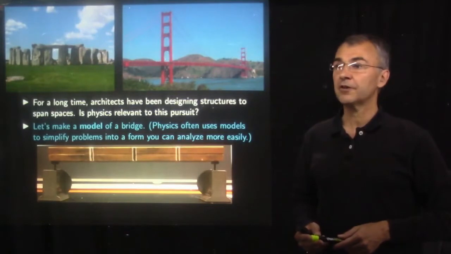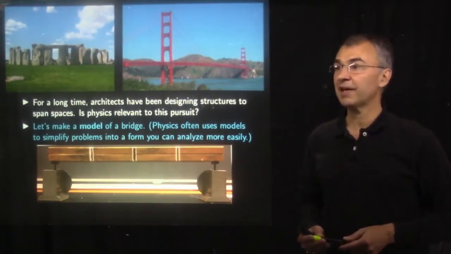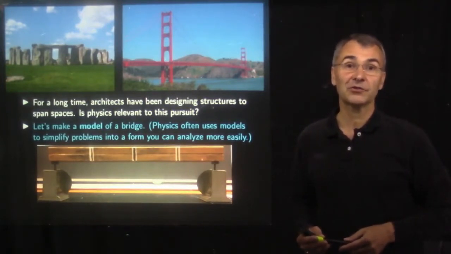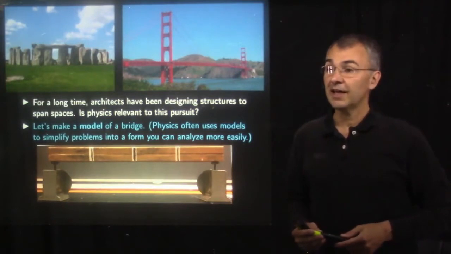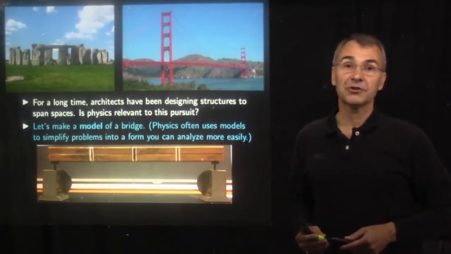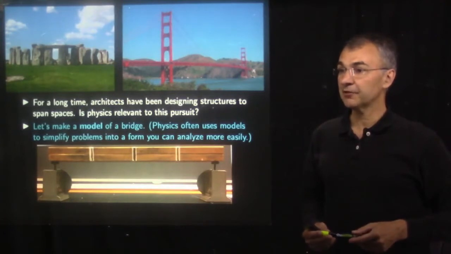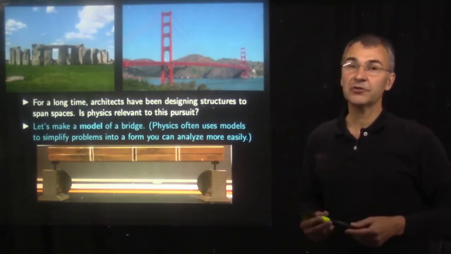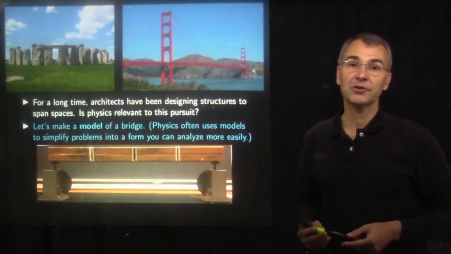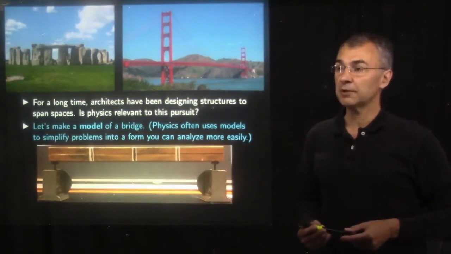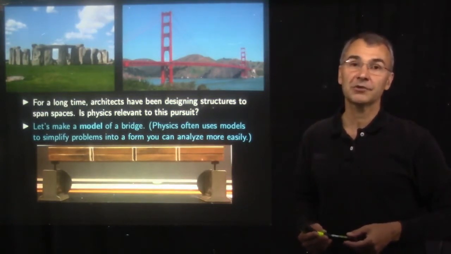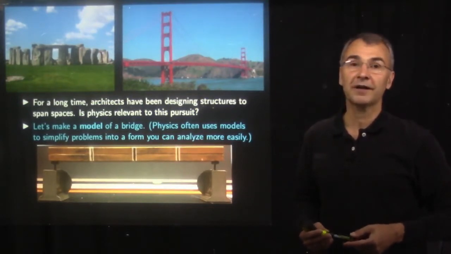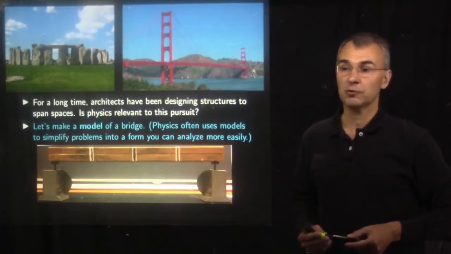For a long time, architects have been designing structures to span spaces. You might ask, is physics relevant to this pursuit of spanning spaces with structures? I think it is. So let's make a model of a bridge, which is just a plank being held up on two ends. This is actually also going to introduce us to this concept of models. Physics often uses models to take a real-world problem and to turn it into a form that is amenable to pencil and paper analysis, or somehow to take a complicated problem and to simplify it into a form that we can understand more readily.